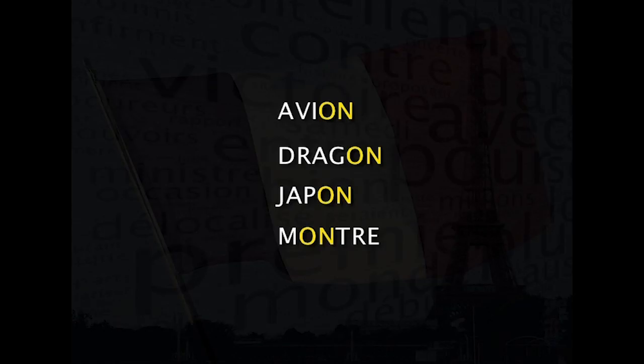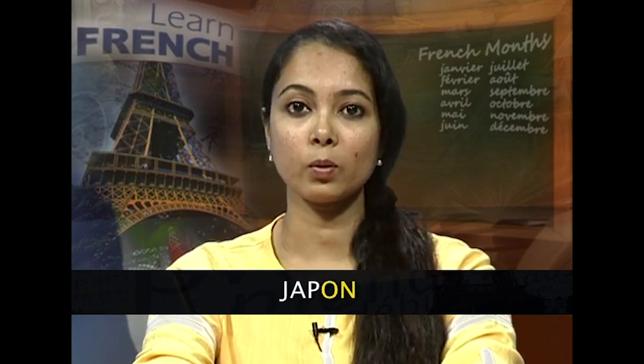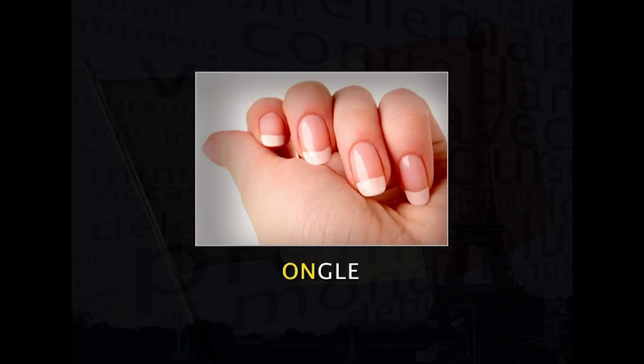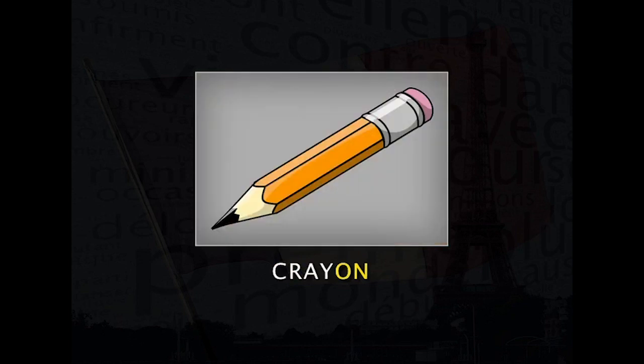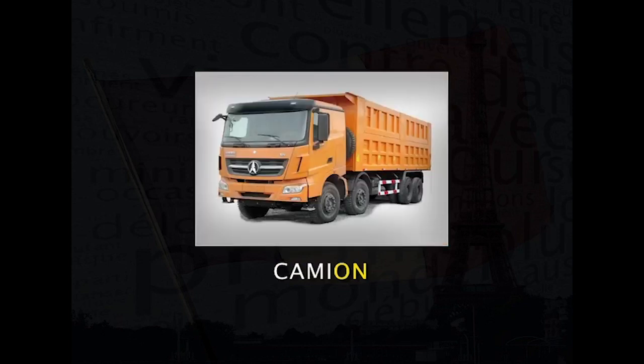Let me point out that in our previous class, we came across 4 words that have the on sound: avion, dragon, Japon, and montre. Let us repeat these words: avion, dragon, Japon, and montre. Let us now look at a few new words: ongle, crayon, camion. Let me repeat these words: ongle, crayon, camion.